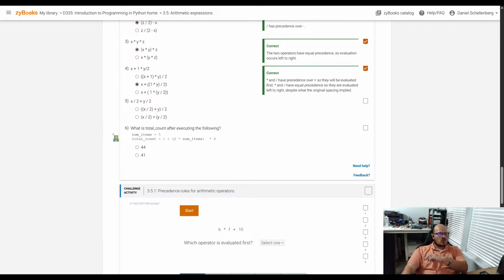What is the total count after executing the following? So num items is assigned 5. Total count is assigned 1 plus 2 times num items times 4. So this here is saying that we want to do 2 times 5, which is 10 first. So this is 10, and then we're going to do 10 times 4, which is 40, and then plus 1, which is 41. So I'm going to do 41.